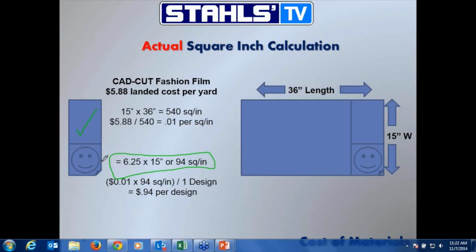So if I have a 6 by 6 design, I need to calculate probably about a 20% waste factor for the lean-in edge and where I end the graphic, and I get about 6 1/4 inches long times the full 15-inch width of the roll. Now it's a much different picture. That equals 94 square inches. I do my math. If I'm doing one design in that space, I get 94 cents per design, so nearly 3 times the cost. So the point of this lesson is make sure that you're incorporating waste into the process.